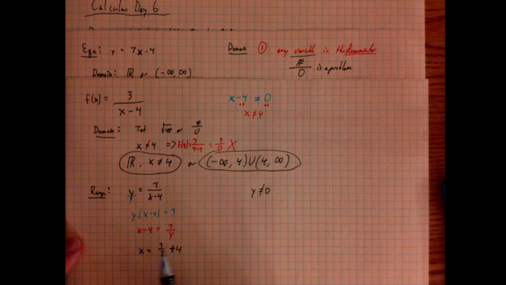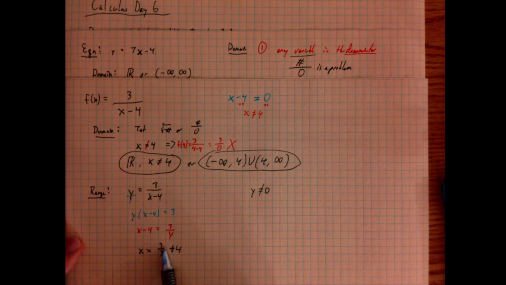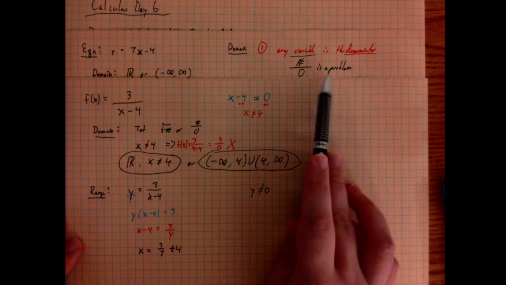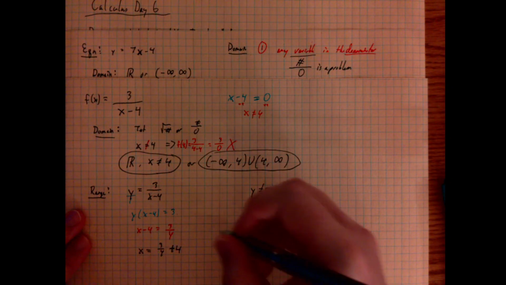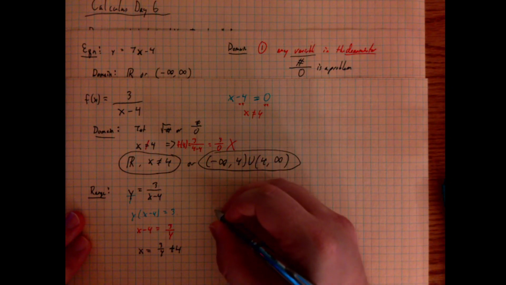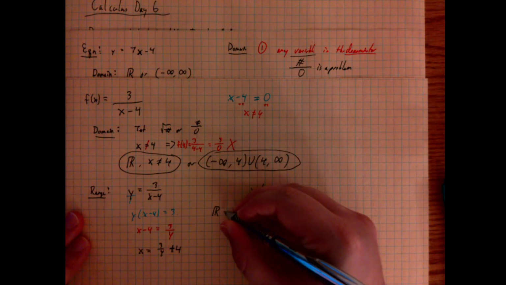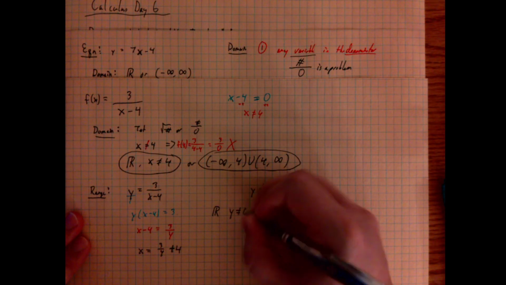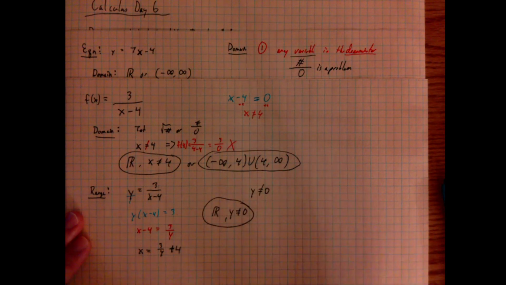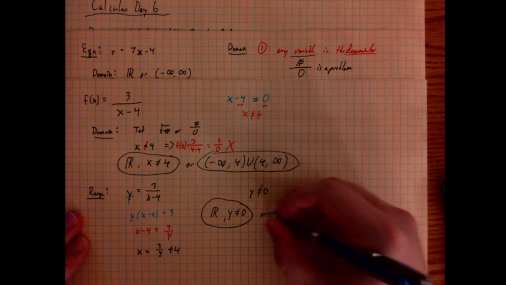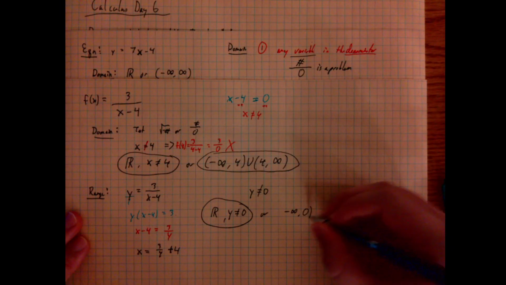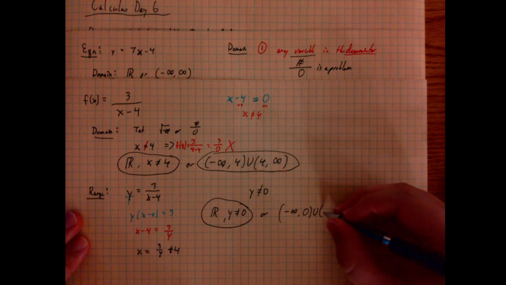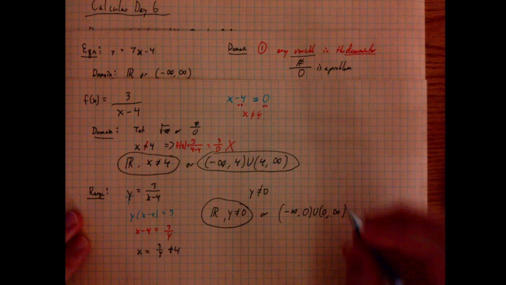Because if y is 0, look at the function. What do we get? We get 3 divided by 0 plus 4. We cannot take 3 divided by 0. That's not allowed. Dividing by 0 is a problem. So if y is 0, we end up with an issue. Which means that the range should be all real numbers except y can't equal 0. That's one possibility. Or, of course, you could write it in the other notation: from negative infinity to 0, and from 0 to infinity.